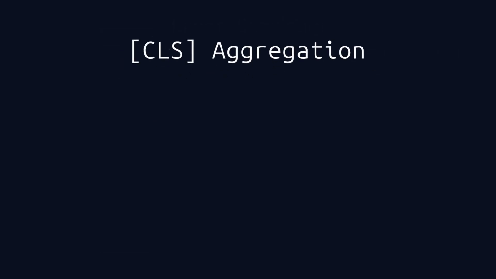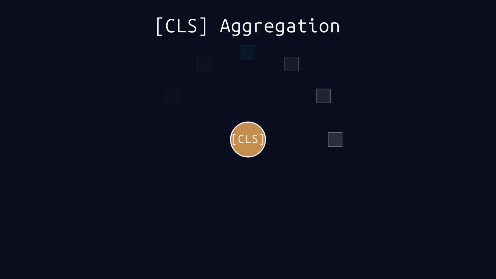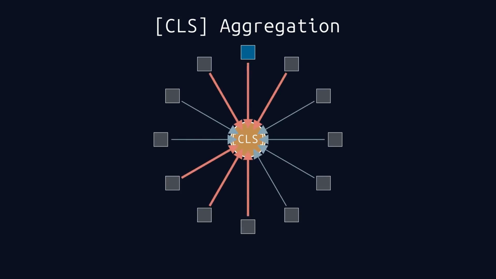Remember the CLS token? Throughout all 12 layers, it's been gathering information from image patches through attention. By the final layer, it's built up a holistic representation of the entire image. It focuses strongly on the most discriminative parts, the face, eyes, ears. It learns to ignore irrelevant background patches. It's compressed the information from 196 patches into a single embedding that captures the essence of what's in this picture. Now we can use it for classification.